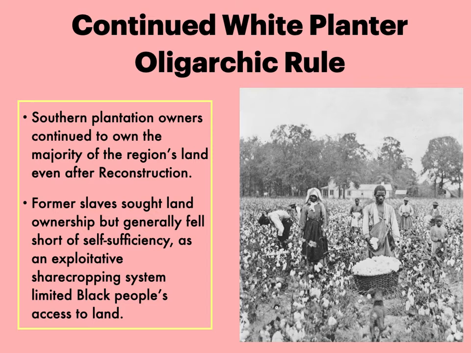The rule of the planter aristocracy continued. Southern plantation owners continued to own the majority of the region's land, even after Reconstruction. Former slaves sought land ownership, but generally fell short of being able to be self-sufficient. And a new system, an exploitational system called sharecropping, arises, and it limited black people's access to owning land.